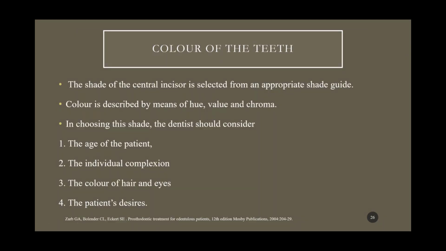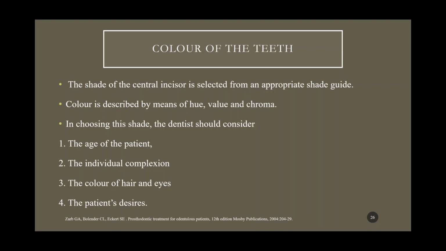Then next is the color of the teeth. Color can be described by means of hue, value, and chroma. Hue denotes a specific color of specific wavelength, and it should be in harmony with the patient's skin color. And value, it is the amount of color per unit area of the object. And chroma, it is the lightness or darkness of the object.